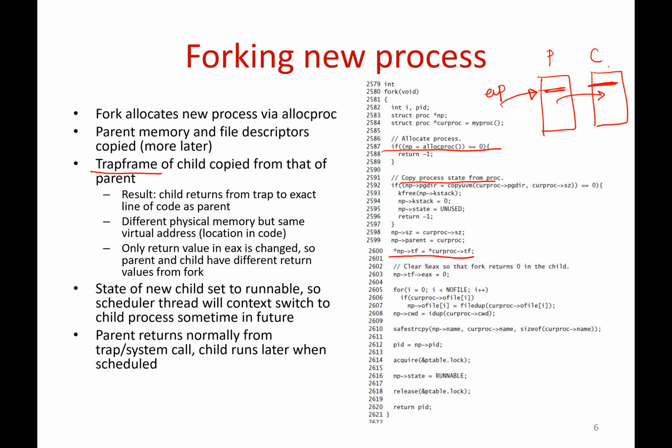The trap frame is an exact copy. The only thing you change is the value of the EAX register. This EAX register has the return value. You change this to 0 so that the child returns from fork with a 0 return value, whereas the parent returns with the PID of the child as the return value.